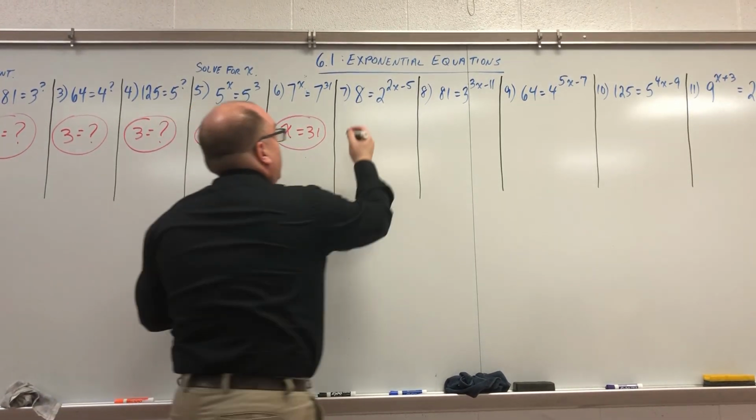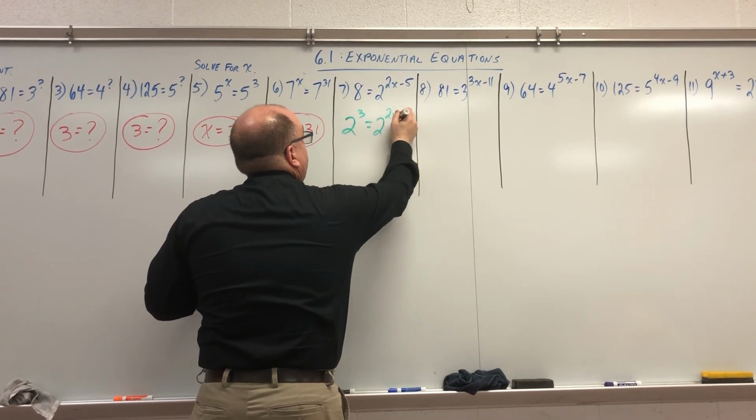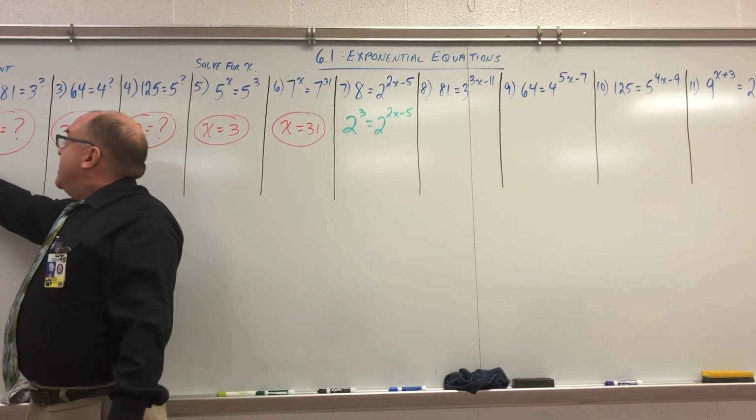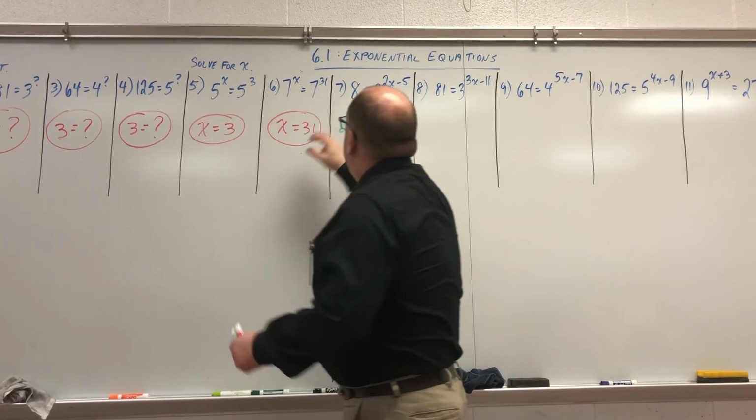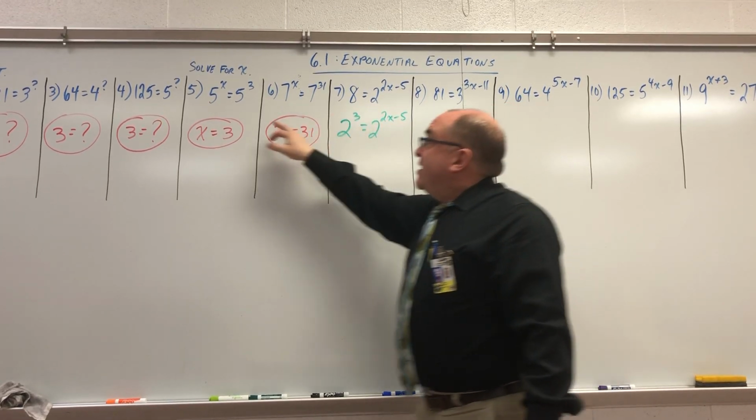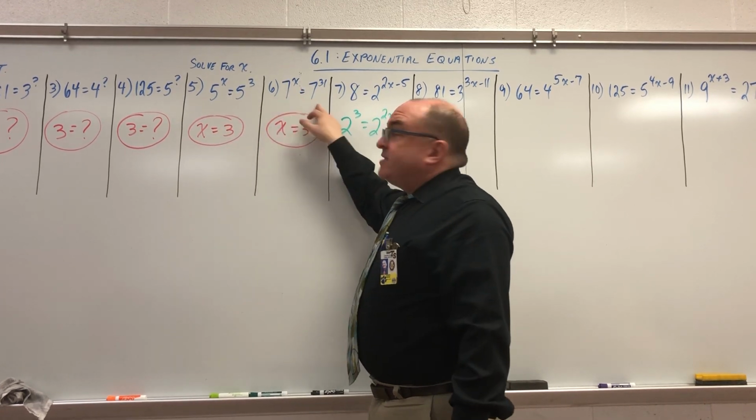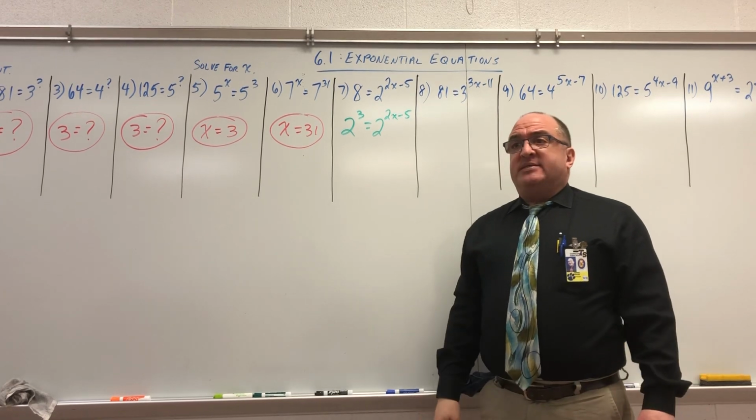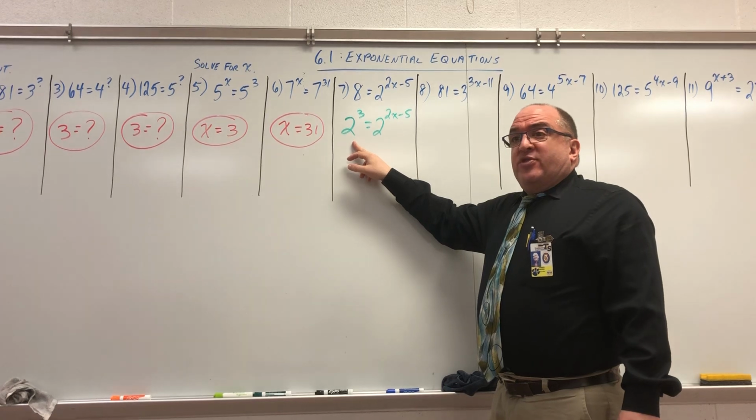Does it make sense then that 2 to the third power equals 2 to the 2x minus 5? Does that make sense? Because instead of 8, I'm writing 2 to the third. Why did I write 2 to the third? Because I want to make the bases the same. Here the bases are not the same. Here they are. This was easy because the bases were the same. But here the bases are not the same, so I want to make the bases the same. So 8 is the same as 2 to the third power.